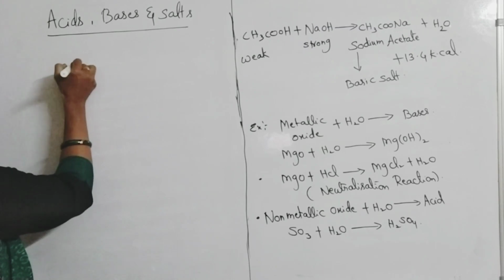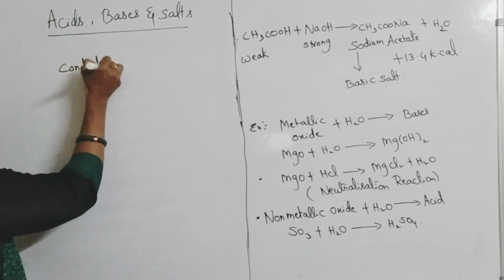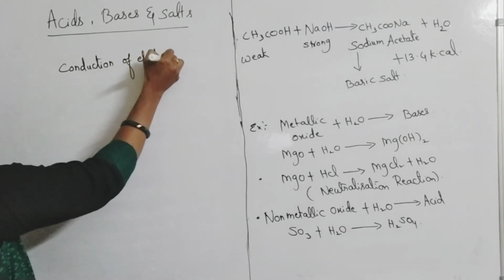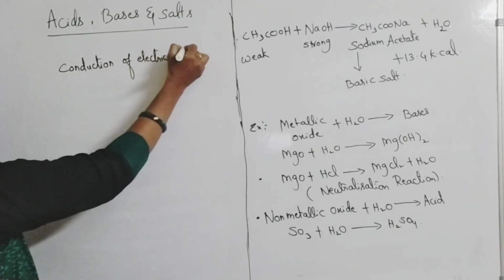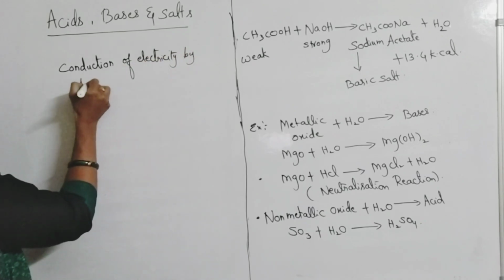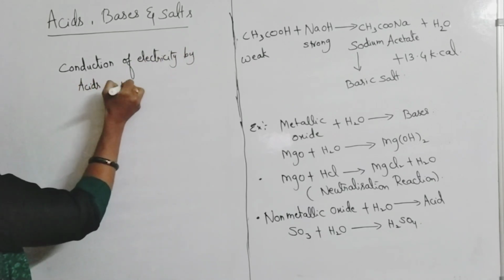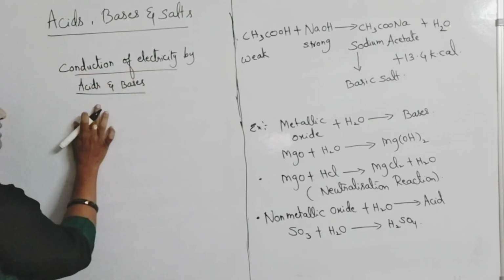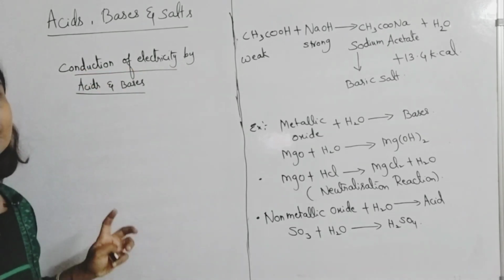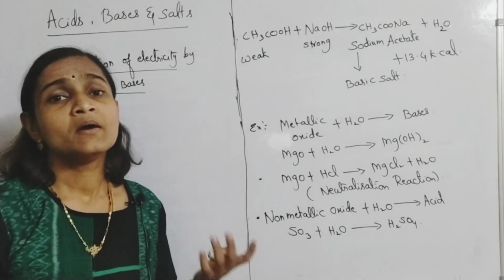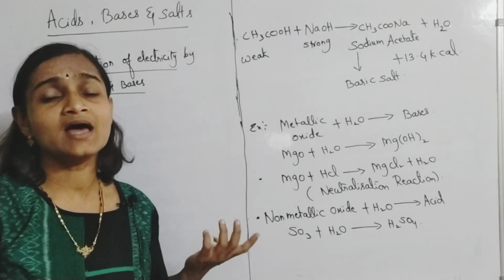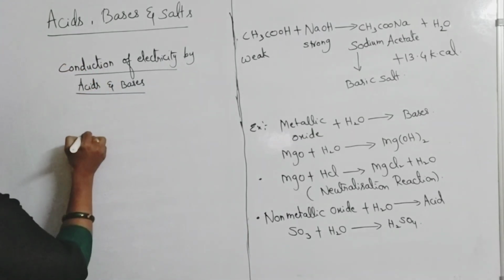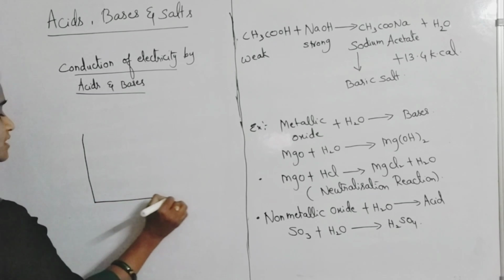Conduction of electricity by acids and bases, and even by salts also. You can understand the conductivity of current, whether current conduction is done by acids or not, by performing the process of electrolysis. The electrolysis process, you all have an idea.